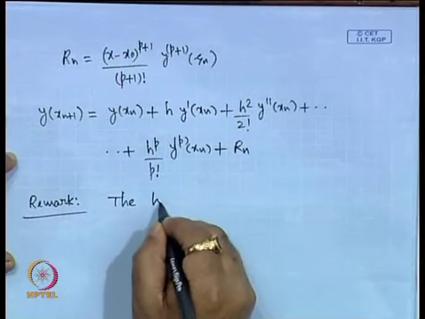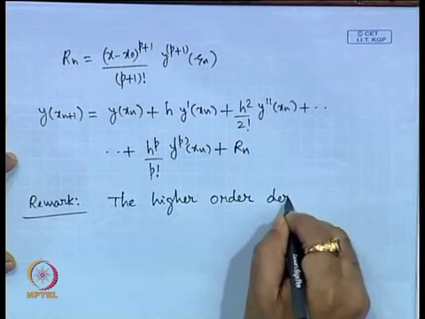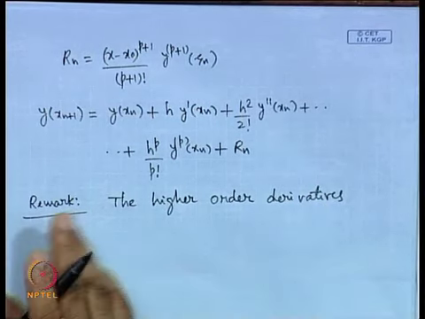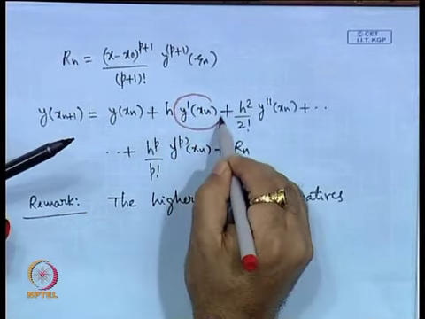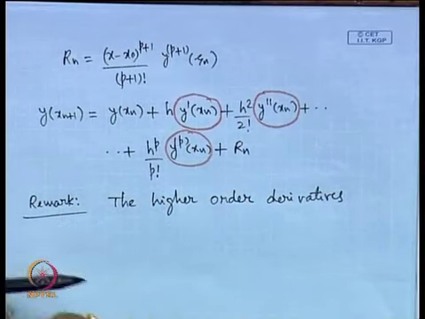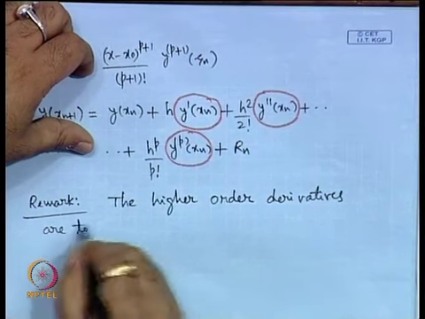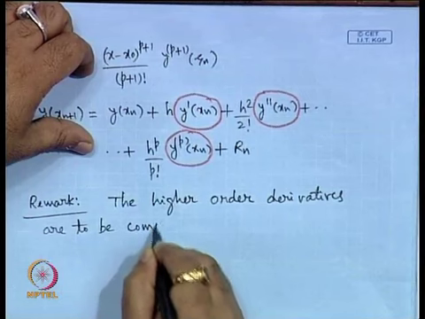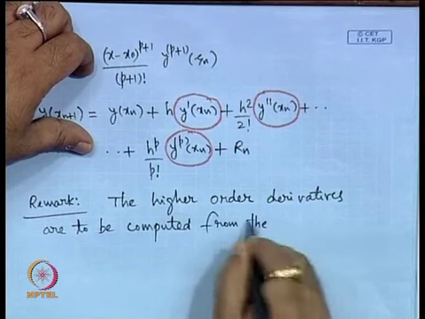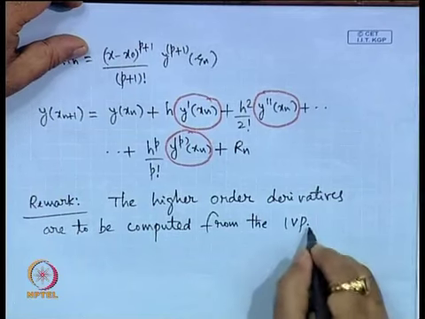So, the remark here is: the higher order derivatives are to be computed from the IVP. Okay. But how do we compute them?